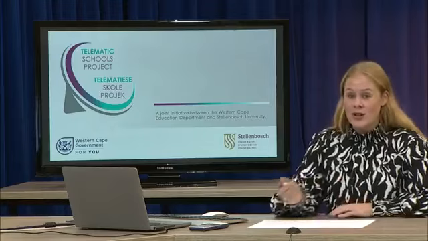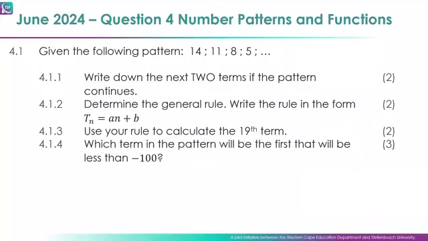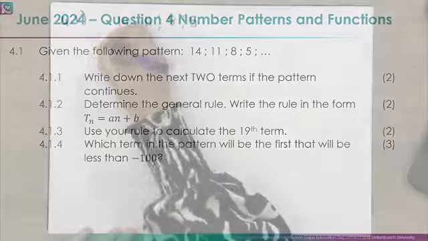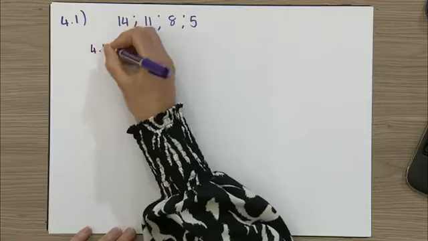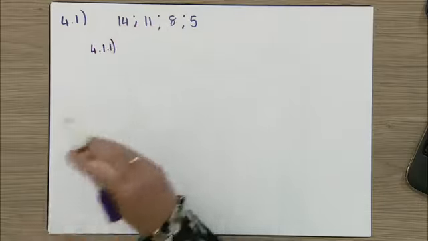So let's look at what is happening with question 4.1. They ask us, given the following pattern, 14, 11, 8, and 5. Our first question, 4.1.1, we have to write down the next two terms if this pattern continues.